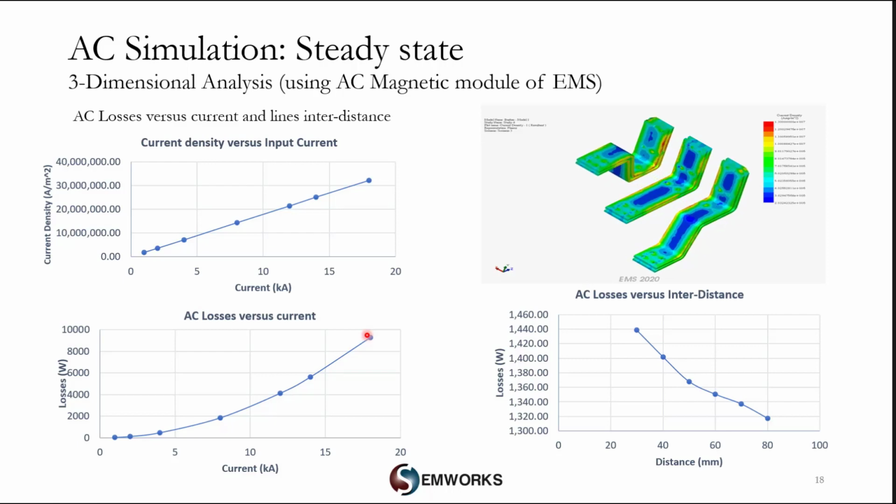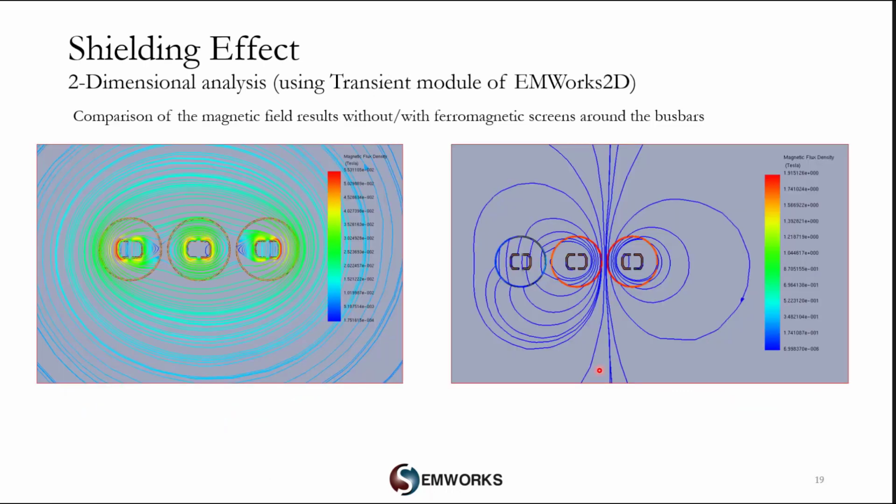This may give us an idea how to arrange the bars in a limited area while keeping the losses as minimal as possible. As you can see here, the AC losses decreased from a value of 1440 watts to values around 1320 watts. Shielding in bus bars is very crucial. It helps to reduce some electromagnetic effects, limit the losses, and protect electronic components from electromagnetic interference.